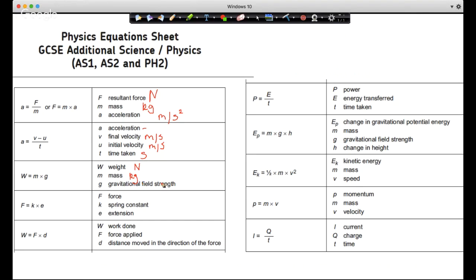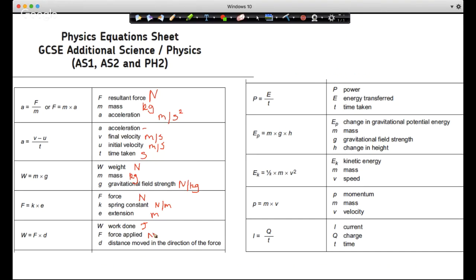Mass is measured in kilograms. Gravitational field strength is N/kg. You're most likely to get given that. I've never seen anyone ask you to work that out, but you can work out those units from the other two, because you can put them into the equation. Again, force is going to be newtons. Spring constant is going to be newtons per meter, and extension in meters. Again, you could work out your spring constant from the equation, knowing the other two units. Work done is a type of energy, so that's measured in joules.